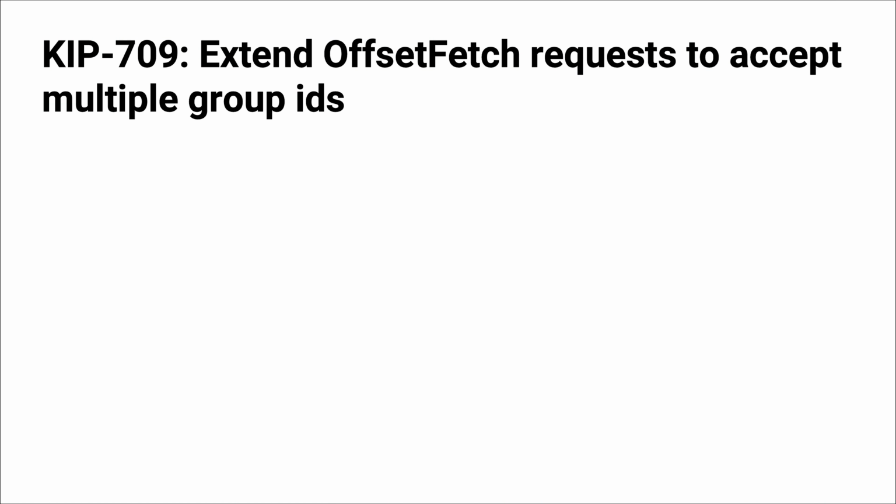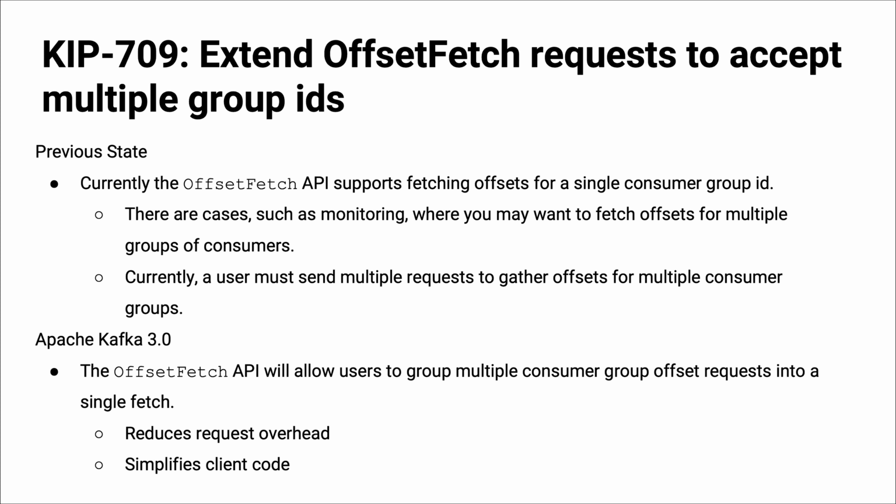KIP 709 extends the offset request API to allow for multiple group IDs. Now remember, the OffsetFetch API lets me get the current offset of a particular consumer group ID for each partition that it's responsible for. Now, why would you want to do that for multiple groups? That seems like a thing a consumer would do, like a consumer is waking up and it's saying, hey, yo, what offset was I reading again last time I was alive? Which, you know, would seem to be really localized to just one consumer group.